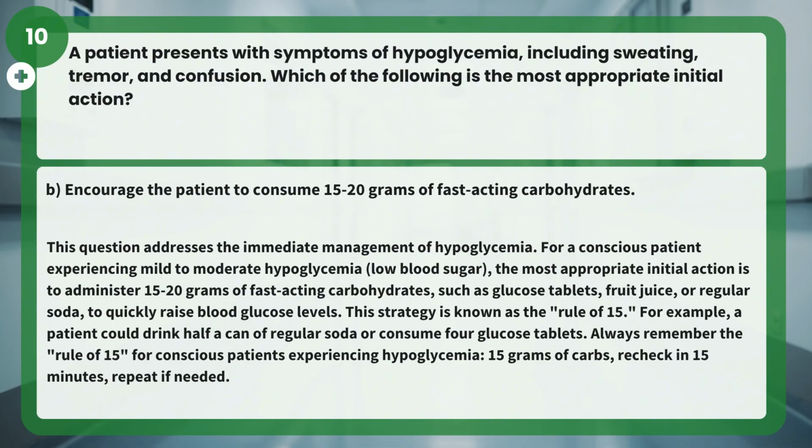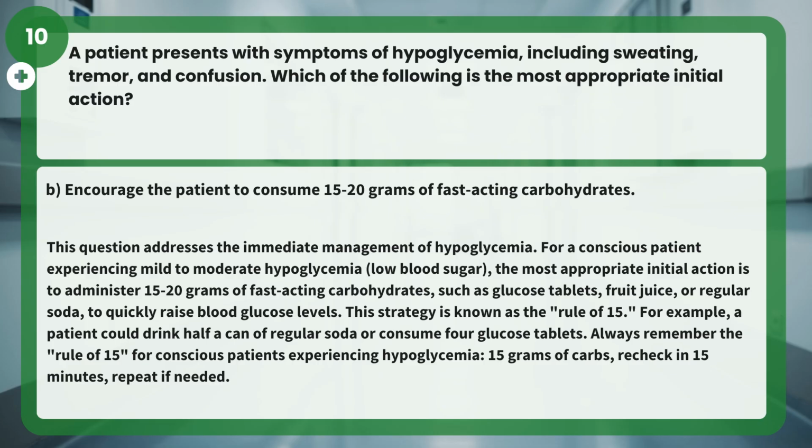Answer, B. Encourage the patient to consume 15 to 20 grams of fast-acting carbohydrates. This question addresses the immediate management of hypoglycemia. For a conscious patient experiencing mild to moderate hypoglycemia, low blood sugar, the most appropriate initial action is to administer 15 to 20 grams of fast-acting carbohydrates, such as glucose tablets, fruit juice, or regular soda, to quickly raise blood glucose levels. This strategy is known as the Rule of 15.